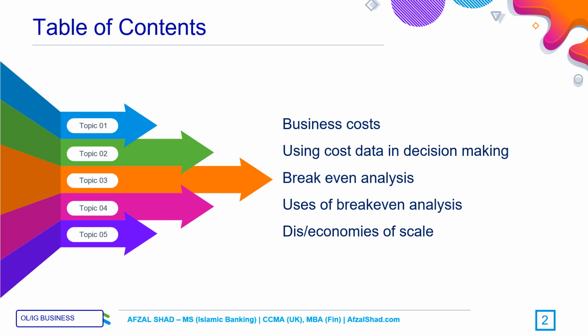Then we are going to see how we are going to use these costs in the decision making process. How can we use this variable cost element and the fixed cost elements in making the decisions. Then the third most important thing in this topic would be the break-even analysis and the uses of break-even analysis.